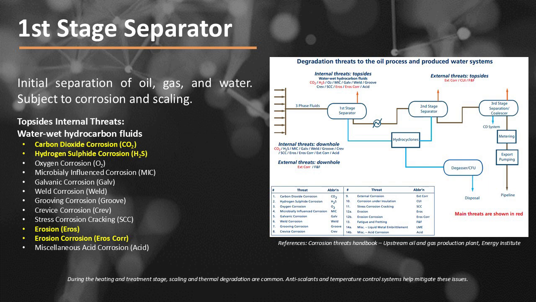Number 13 is miscellaneous acid corrosion, which refers to corrosion caused by organic or inorganic acids, either from process fluids or cleaning chemicals. Proper neutralization and flushing procedures are essential to prevent damage.